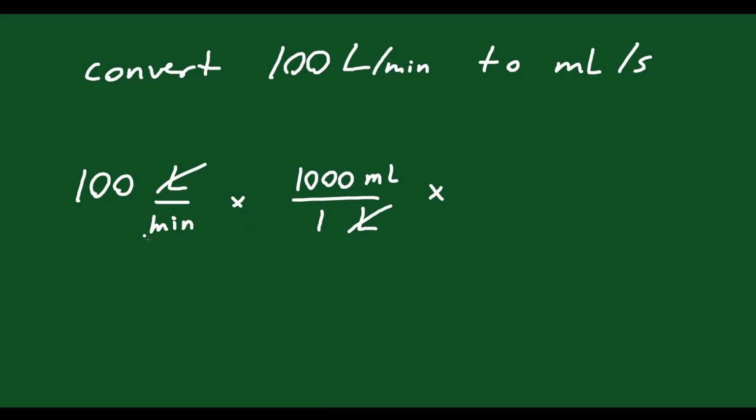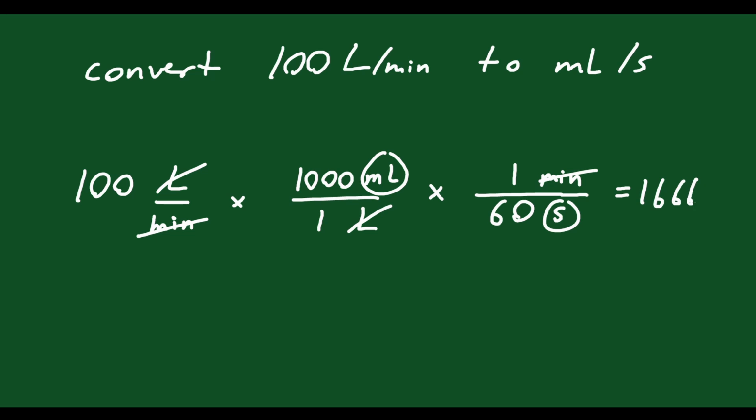And now I want to change minutes to seconds. So I have to have minutes on top, so that it cancels with the minutes on the bottom, seconds on the bottom. So what numbers do I put here? Well, for every 1 minute, there's 60 seconds. So I could just do that, and then my minutes will cancel. And look, I'm left with milliliters per second, which is what I want. So you multiply these numbers together, 100 times 1,000 divided by 60, and you get 1,666.6. That keeps going, and the units there are milliliters per second. And that's your final answer.